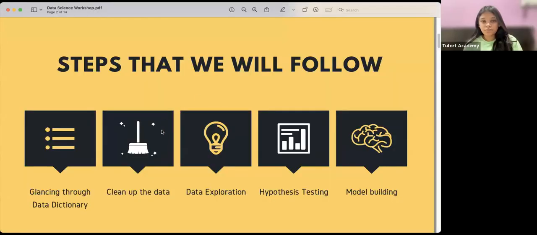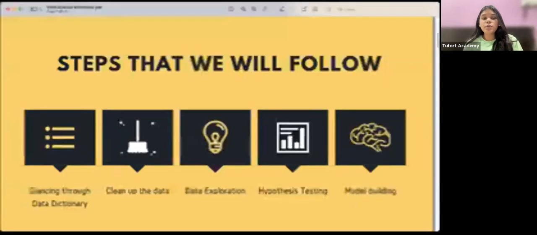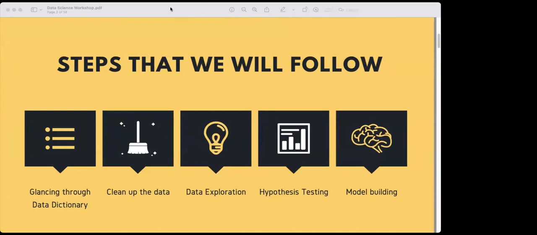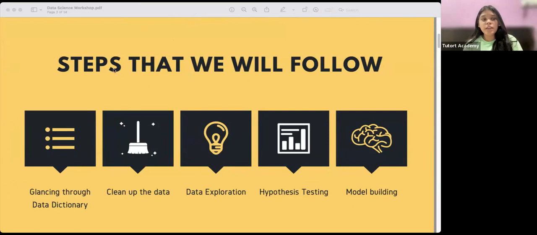So I'll just reshare my screen. Give me a minute. Cool. I just want to give an overview of the data, or the steps that we are going to follow, all of it, right?